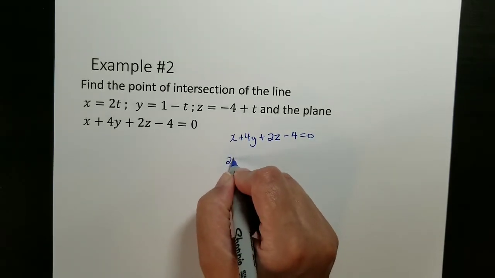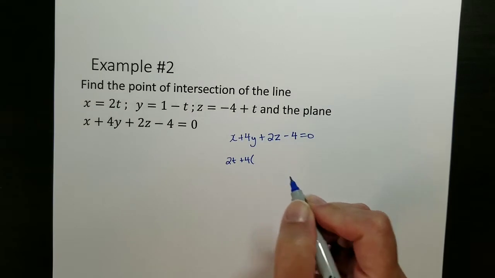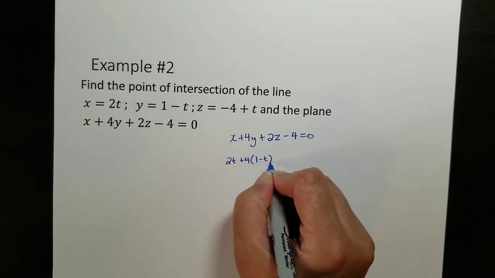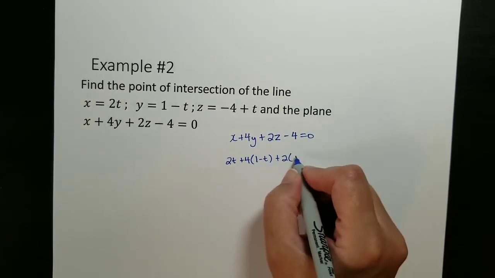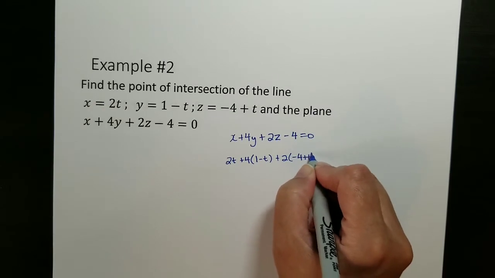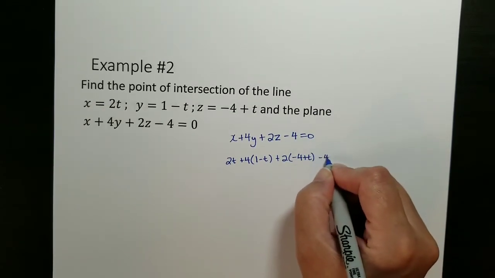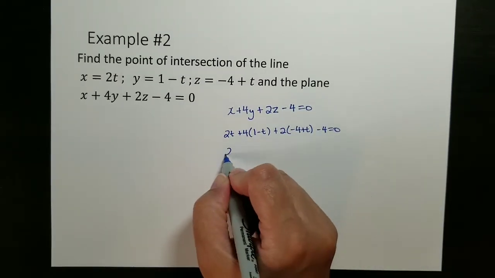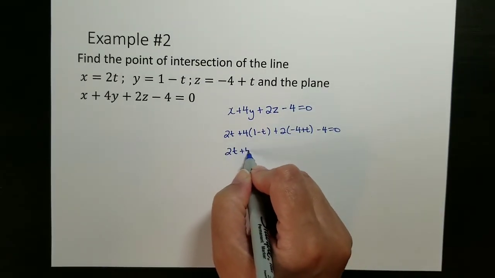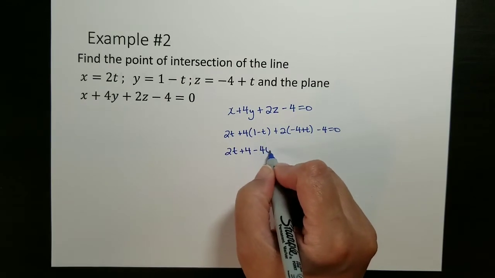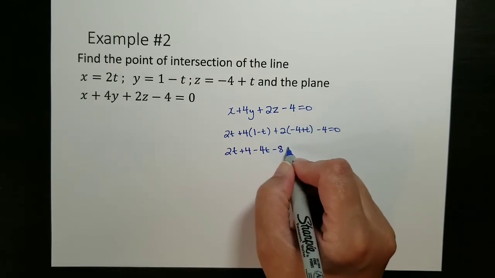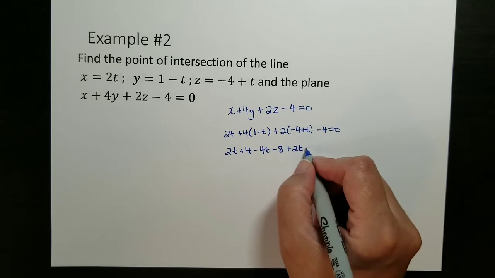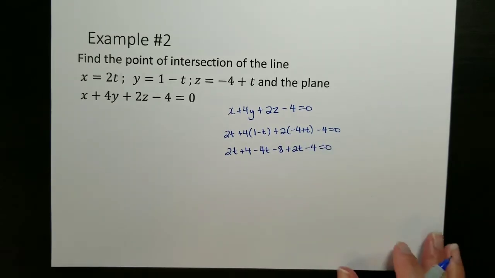So x is 2t plus 4 times y, which is 1 minus t, plus 2 times z, which is negative 4 plus t, minus 4 equals 0. And then expanding, collect like terms, 2t plus 4 minus 4t minus 8 plus 2t minus 4 equals 0.